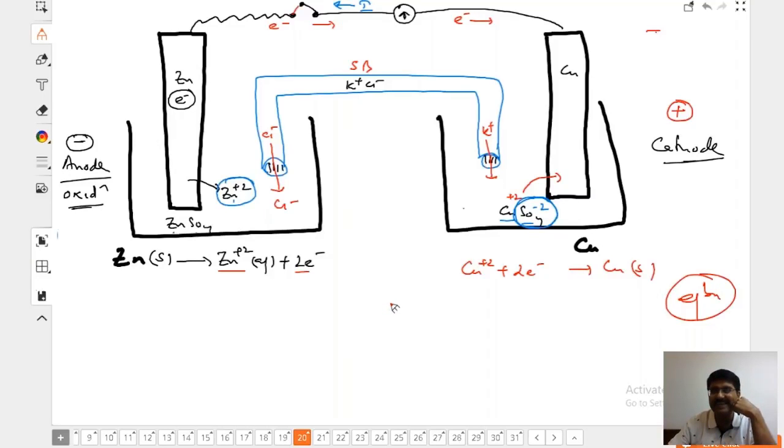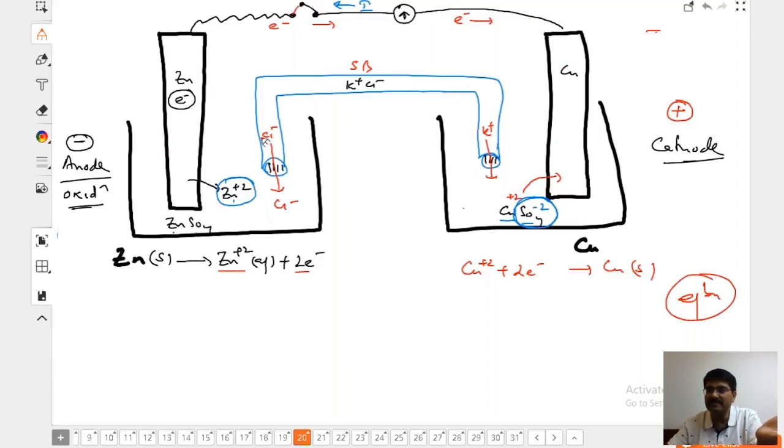Yes, it is true. Why? Because it is traveling with the help of chloride ion. What is the chloride ion bringing? It is bringing electrons only. That is neutralizing the Zn2+. Internal circuit, this. External circuit, the current will always move like this.